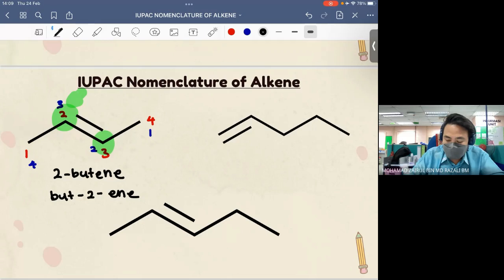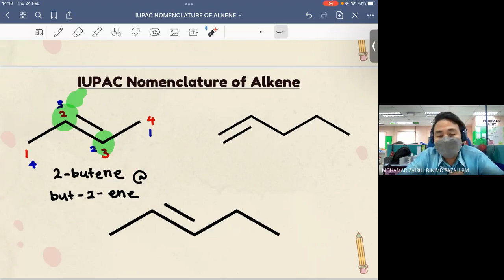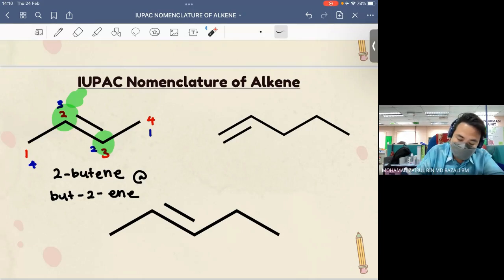So, mana-mana pun. Sebab yang atas ini, adalah the older system untuk naming. Yang bawah ni yang paling latest lah. Tapi mana-mana awak nak tulis pun, dia betul juga. Awak nak tulis yang atas, kalau awak rasa yang atas tu senang, awak tulis yang atas. Kalau awak rasa yang bawah tu senang, awak tulis yang bawah.